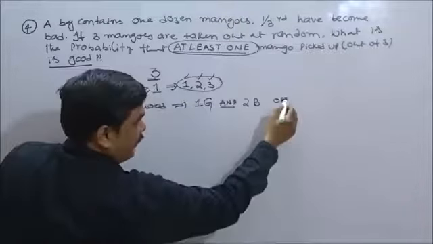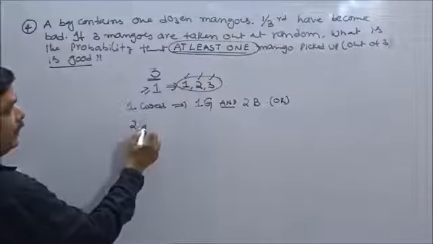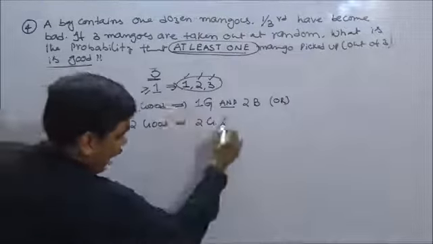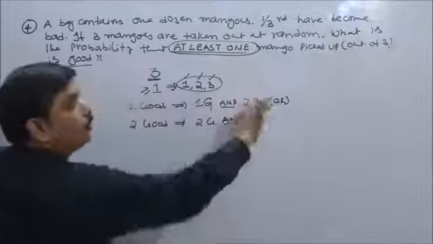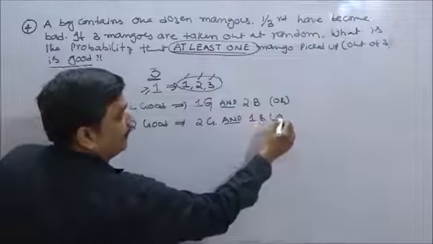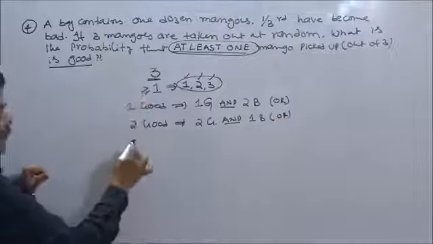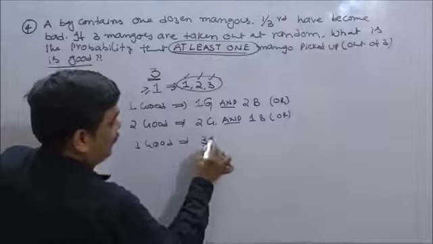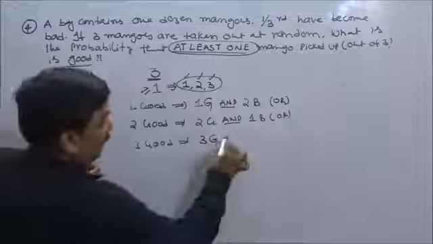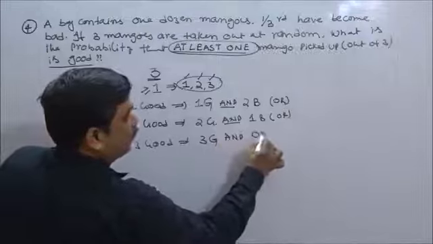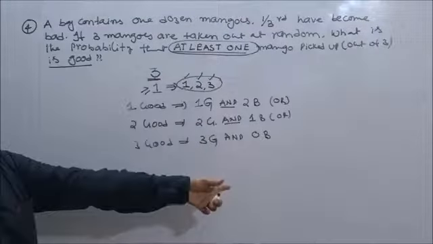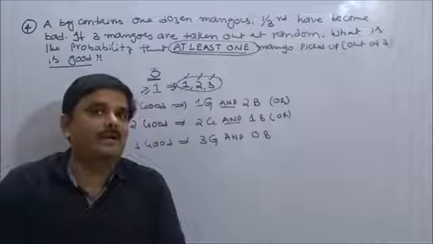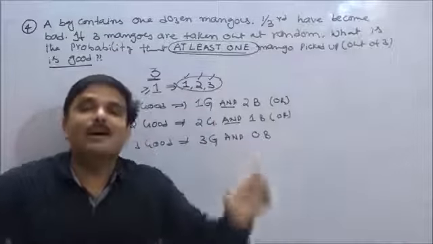Or the second case, I'm taking 2 good mangoes, which means 2 good and 1 can be bad. Or the third possibility, all 3 can be good, which means 3 good and 0 bad. We need not consider this one. So in total, 3 ways I have to check. This is the perfect comprehensive way, this is the concept of that.